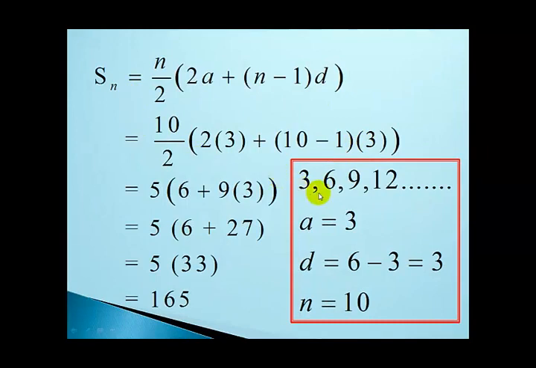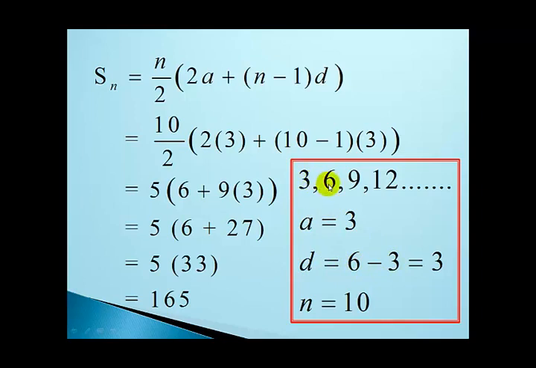From the question, we were given the sequence 3, 6, 9, and 12. We know that the first term is equal to 3, which we can see. The common difference is 6 minus 3, that is the second term minus the first term.